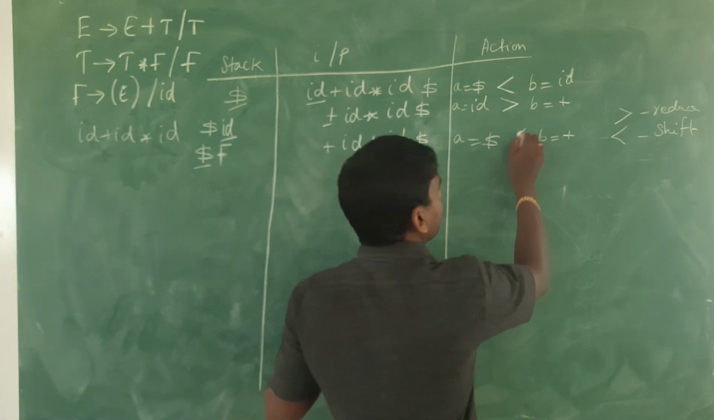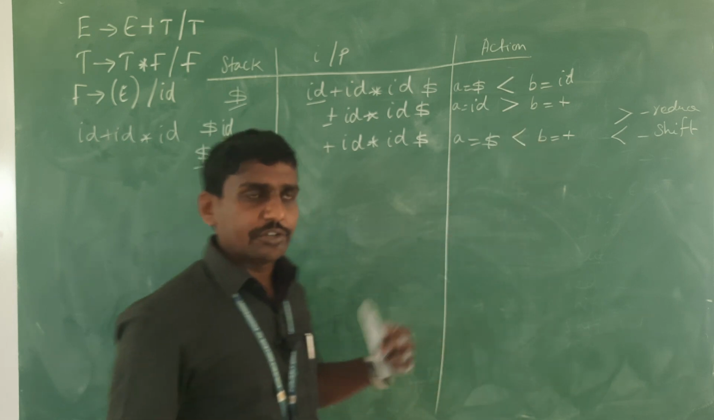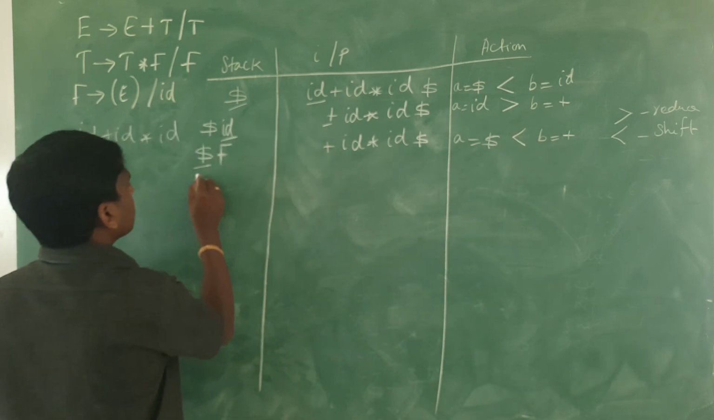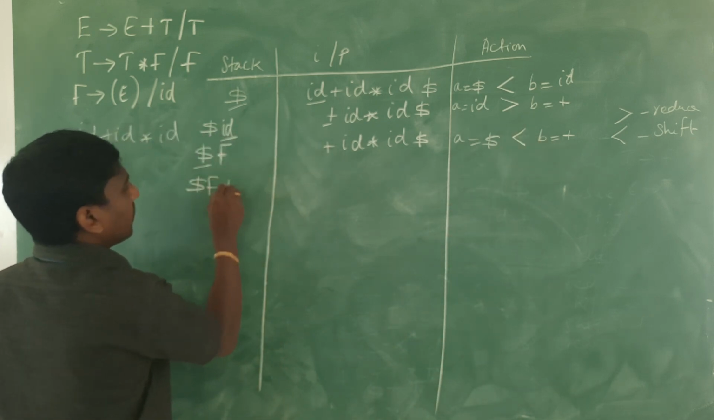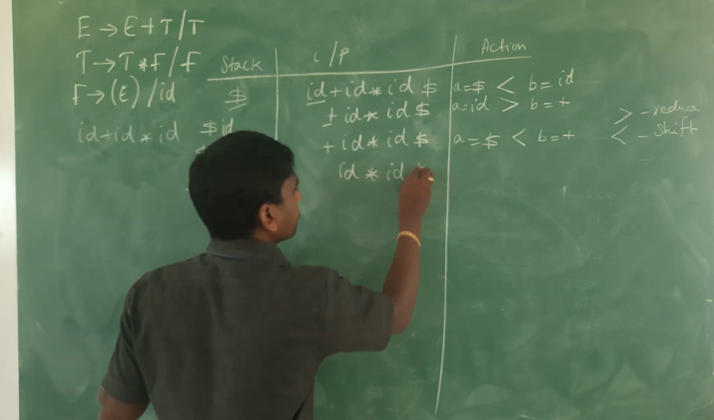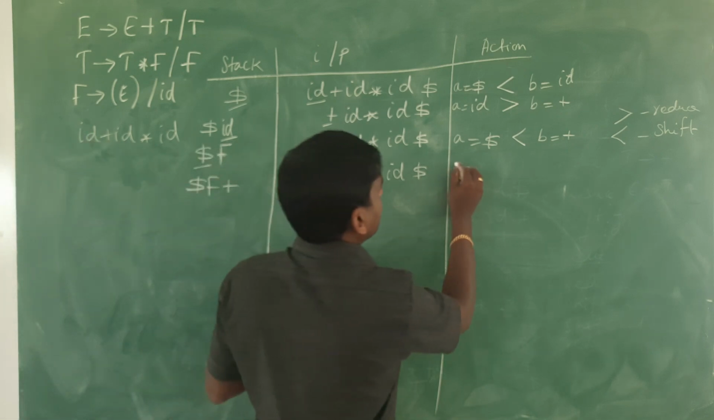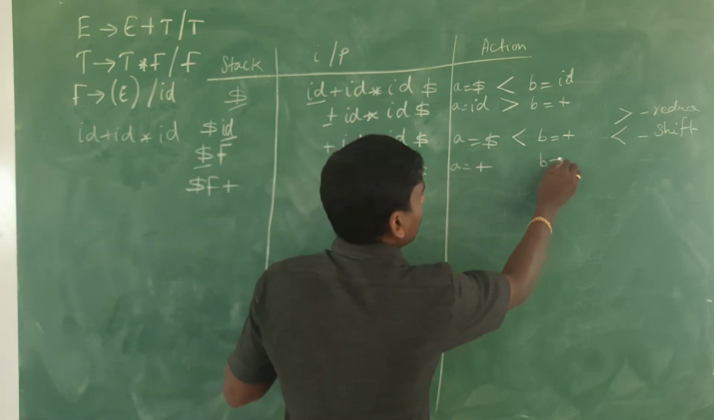Which has the highest precedence? Plus has the highest precedence. If there is greater than, what is that? Shift. So we want to shift plus. So dollar f plus id star id dollar. Clear? Now you have to check plus and id. A equal to plus, b equal to id.